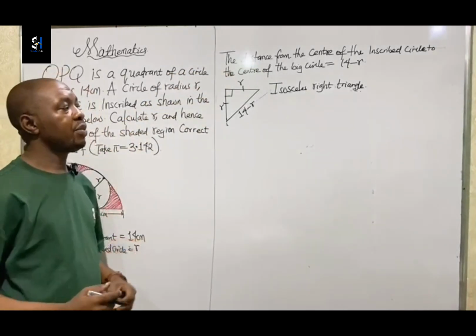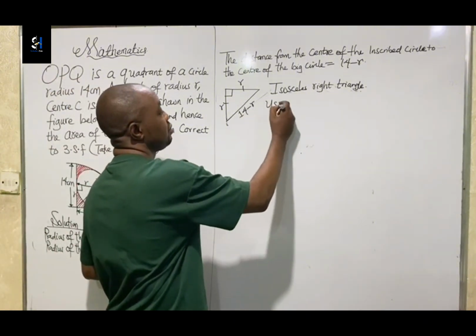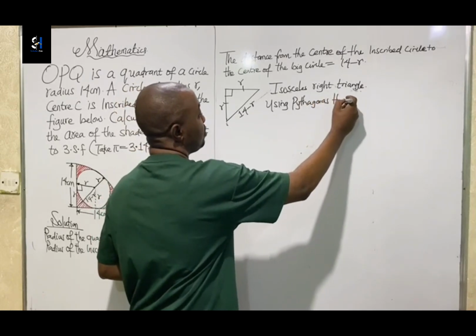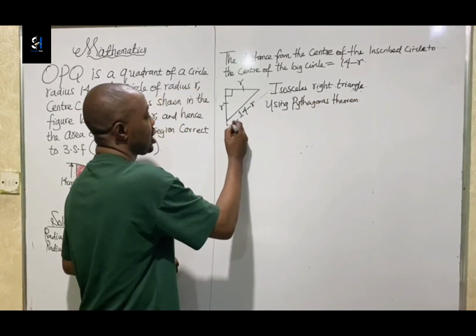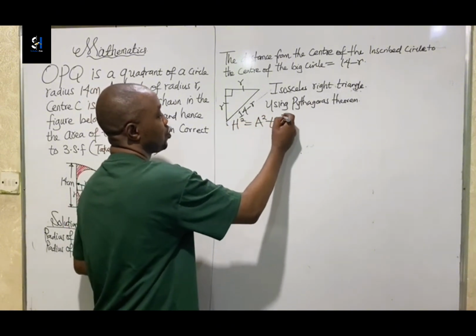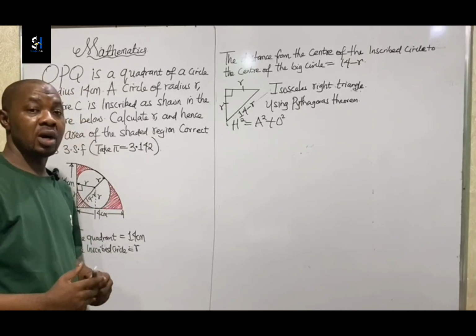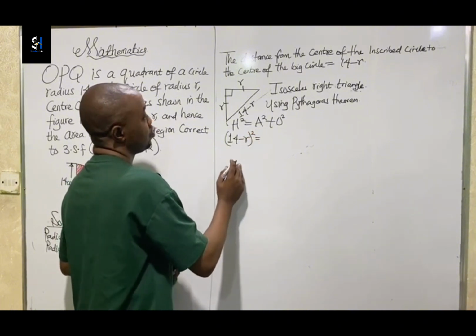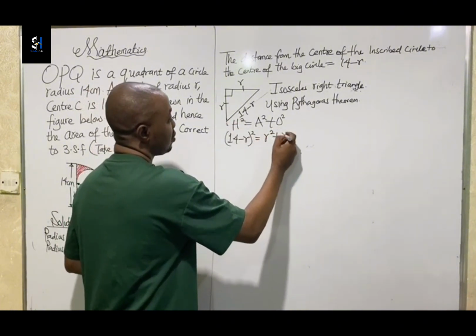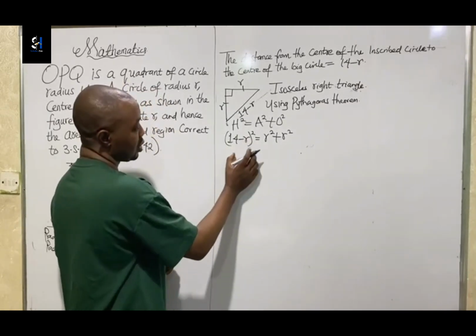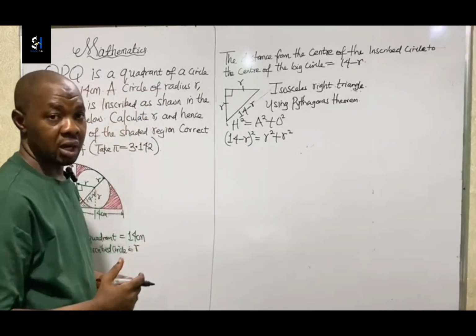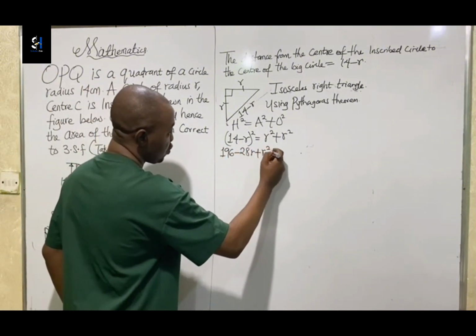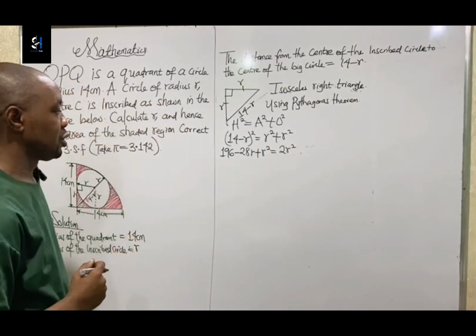So we apply Pythagoras theorem. We know that h squared equals a squared plus o squared, that is, hypotenuse squared equals adjacent squared plus opposite squared. So this will be (14 minus r) squared, then the adjacent is r, so we have r squared plus r squared. Now let's expand the square of 14 minus r. This is going to be 196 minus 28r plus r squared equals 2r squared.